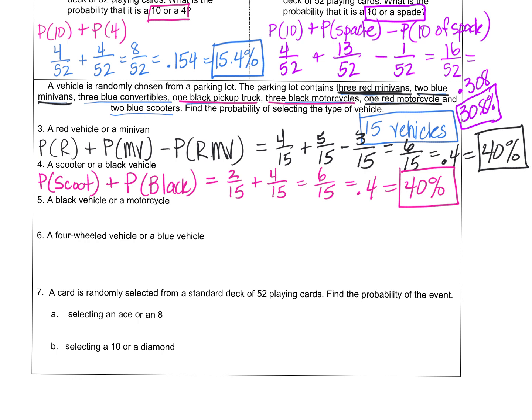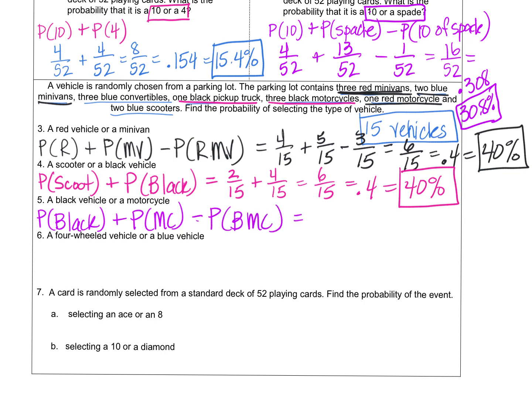So next, let's compare a black vehicle or a motorcycle. So the probability of a black vehicle or a motorcycle. Just going to put MC for motorcycle, keep it simple. So first, before I put my equal signs, I need to ask myself, are there any black motorcycles? Yeah. Then I need to subtract a black motorcycle so that it doesn't get added in twice.